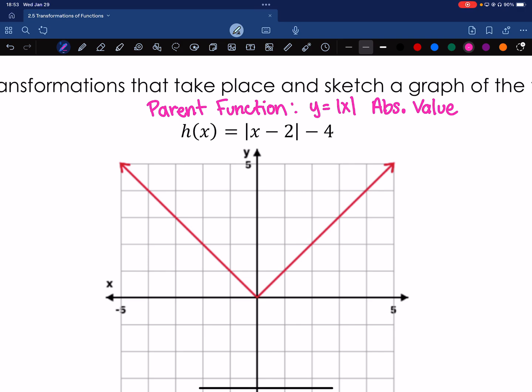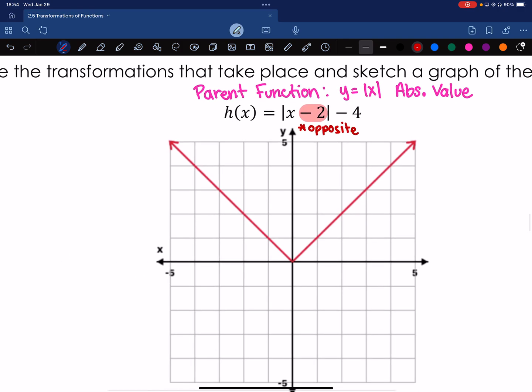Okay. And so we have two different transformations. The first transformation is this inside piece right here. Again, that's where you have to remember to think opposite. So since it's the opposite, it looks like it's a minus 2, but it's really going in the positive direction. So it is going 2 units to the right.